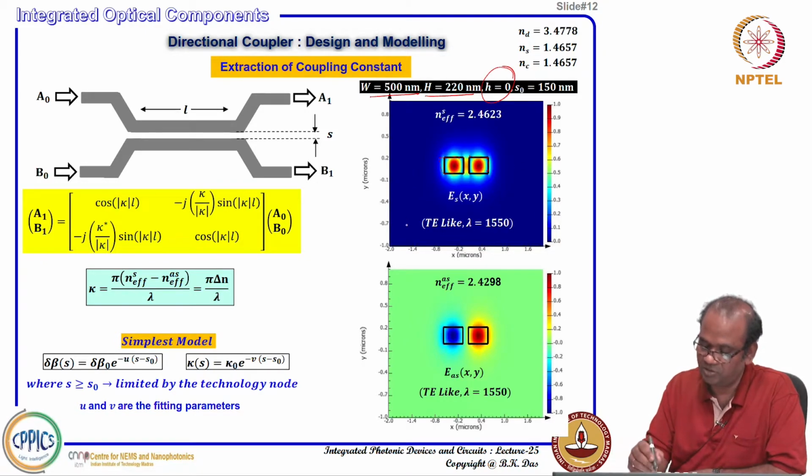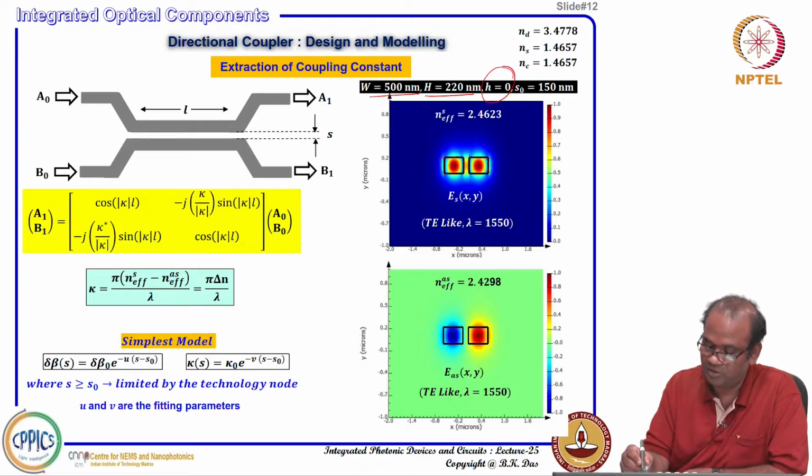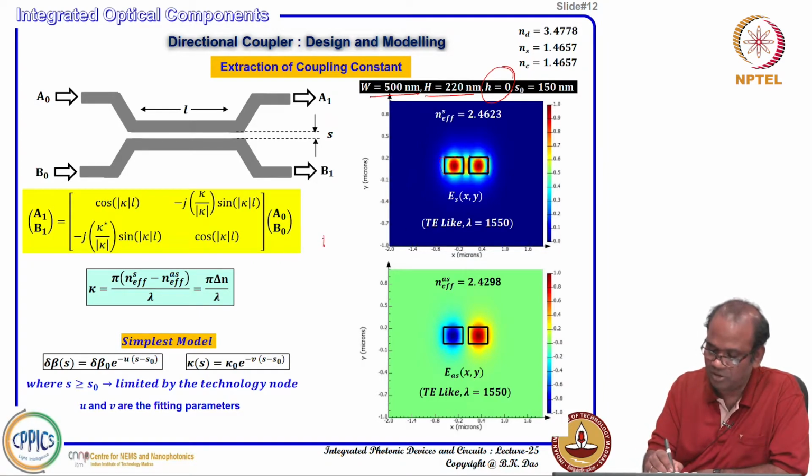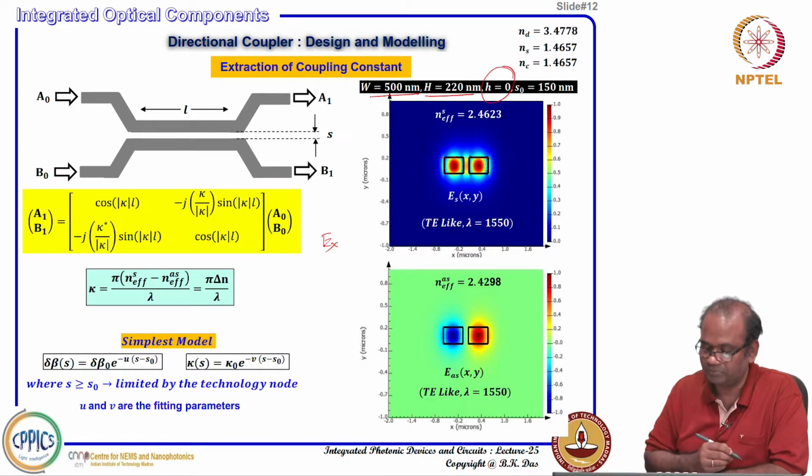The aspect ratio is different, that is why it is looking like a square, but it is not really square, it is rectangular in dimension. This one is also rectangular, this one also will be rectangular, because it is 500 by 220 nanometer. Now, if you solve for the T mode, that means you are solving for the EX component, the dominant component. If you solve that EX component, then you can see your electric field distribution will be looking like this.